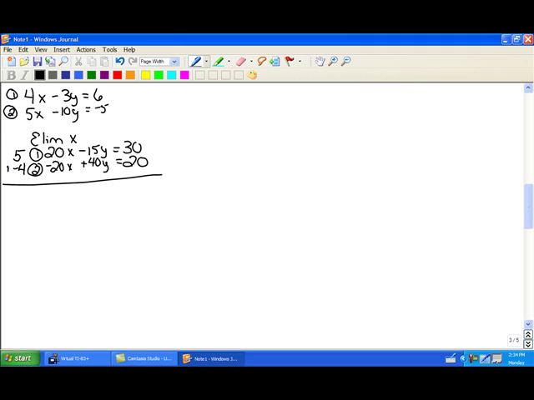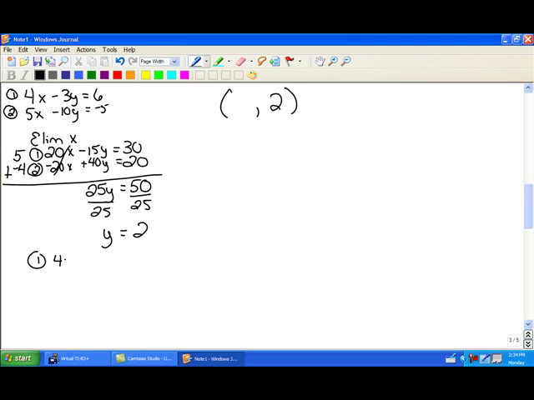At this point, I add the two equations together and notice that my x does eliminate. 40 and a negative 15 are going to give me a positive 25y. That's going to equal a positive 50. Divide both sides by that 25, and I'll notice that y is going to equal a positive 2. At this point, since I have the y, I need to solve for the x.